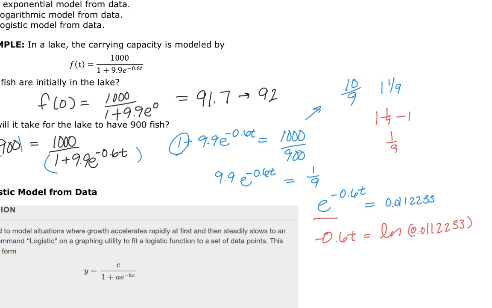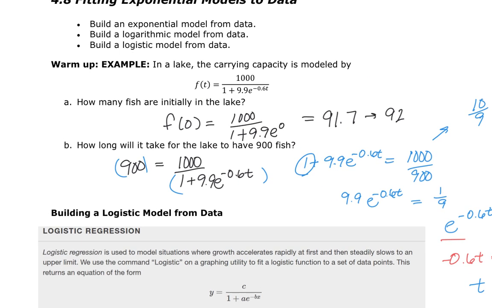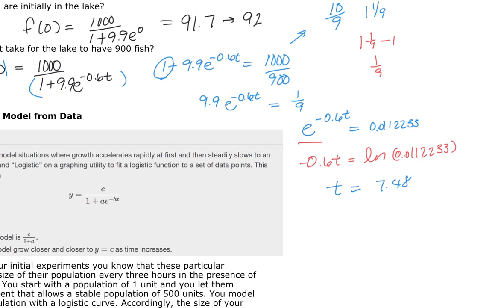And so now I'm going to take the natural log of both sides. I'm going to take the natural log of that number, and then I'm going to divide by the negative 0.6. And I end up with t is equal to 7.482. And if time is in months, then it's going to be 7.48 months. If time is in years, then it's going to be 7.48 years.